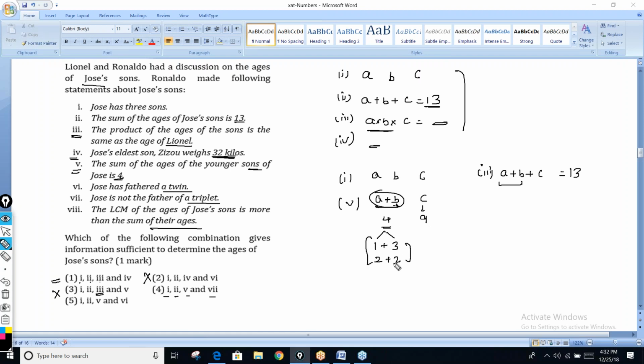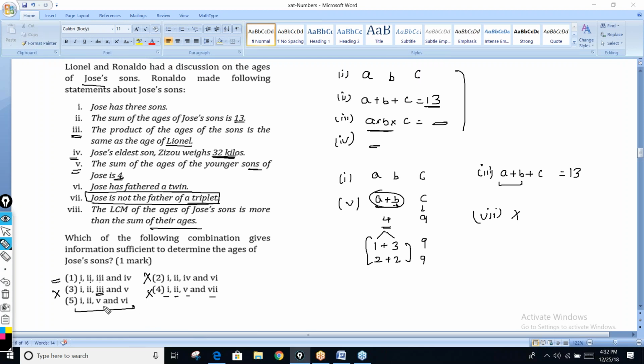Two possible combinations. Look at the seventh information. Joe is not the father of a triplet. In both cases, he is not a father of a triplet. So again, it is not giving me any further information. So the seventh is of no use.